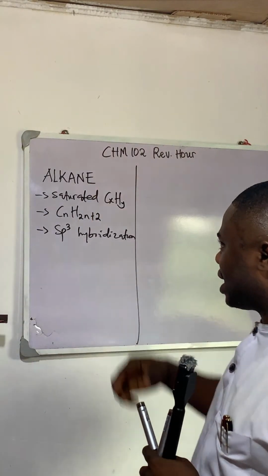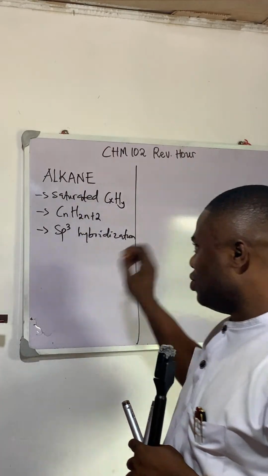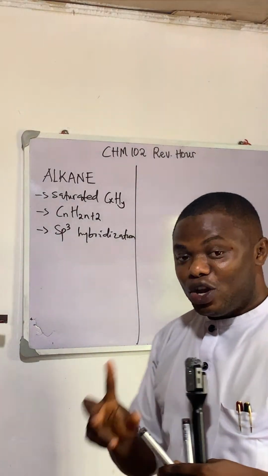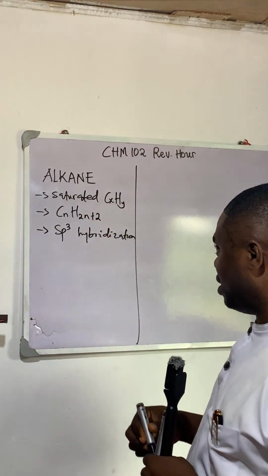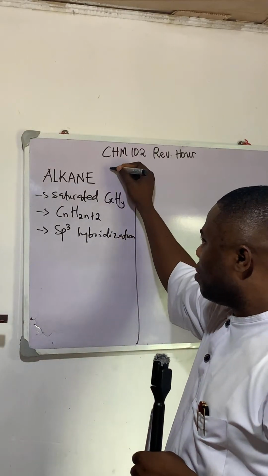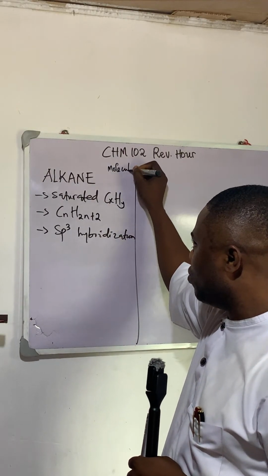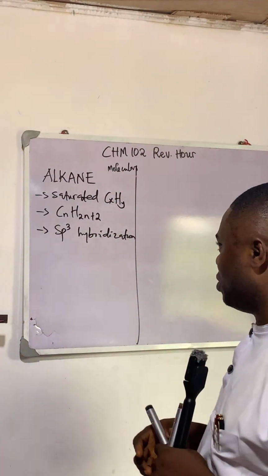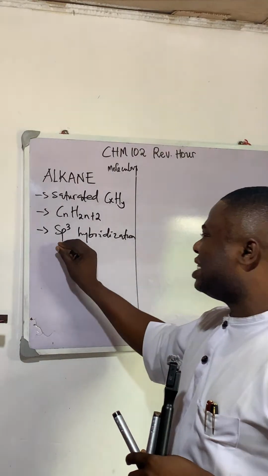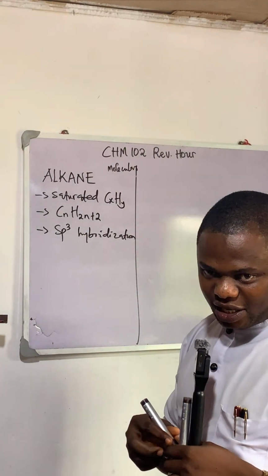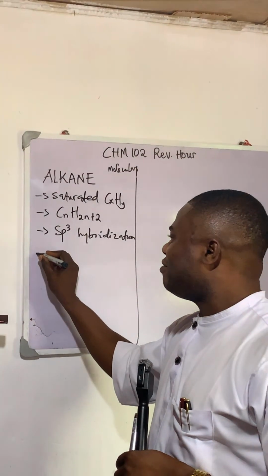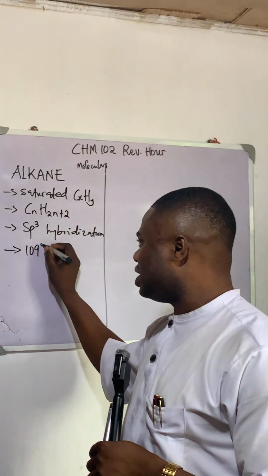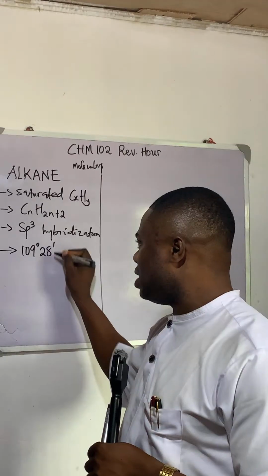I said when we talk about alkane, we know it as a saturated hydrocarbon, and it has the general molecular formula of CnH2n+2. Not just that, there's something to take note of here. I mentioned molecular formula, and I'm going to tell you what it's all about in relation to what we call the empirical formula. It's just a revision class. And I say it is sp3 hybridized. That is alkane, and it has a bond angle of 109 degrees 28 minutes.